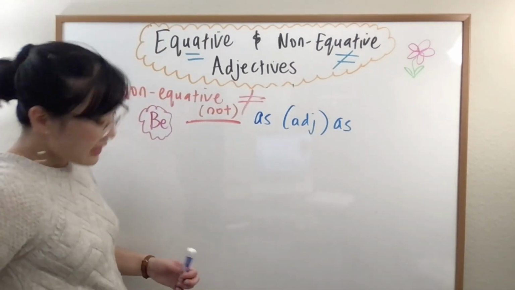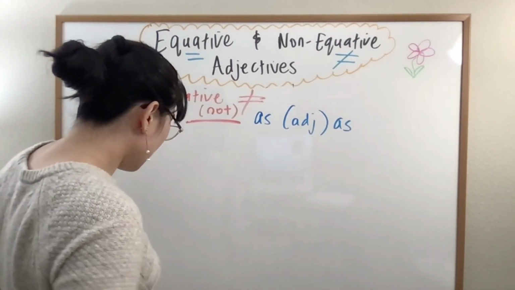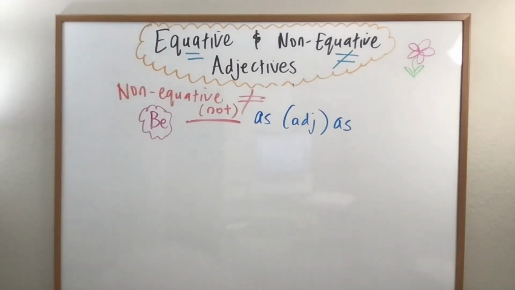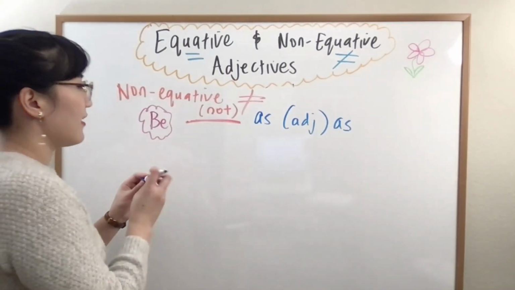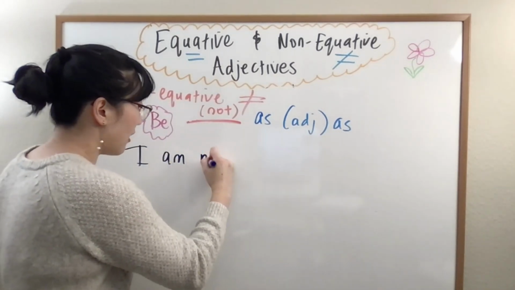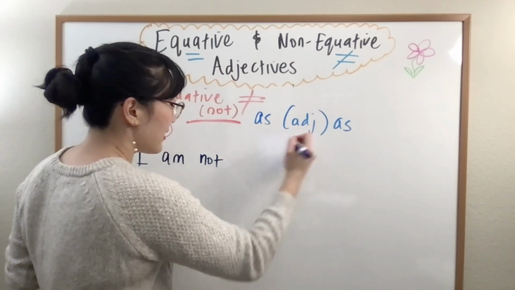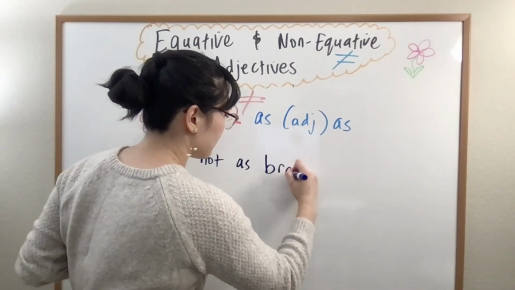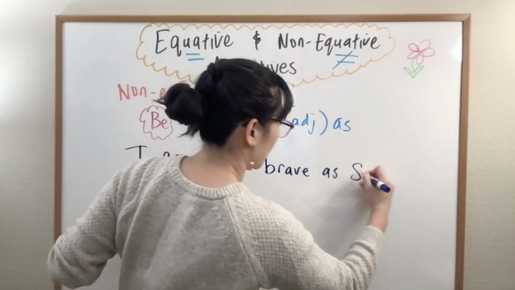So if I say, for example, if I can find my marker, here you go. Excuse me. I could say, I am not as brave as Superman.